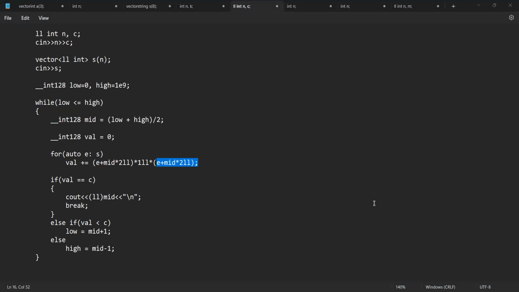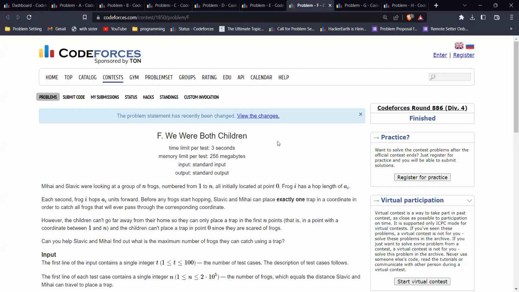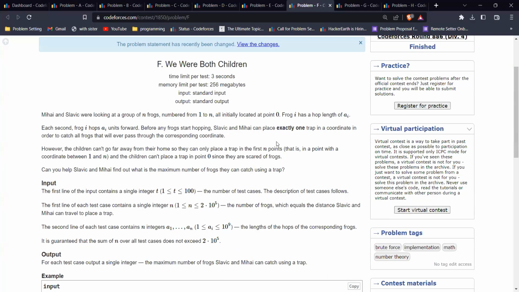Okay, so we'll move to the next problem. So this is the next problem, and in this problem we are given that there are n frogs numbered from 1 to n, and initially all of the frogs are located at the point 0, and frog i has a hop length a_i.